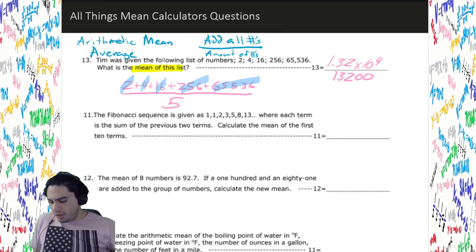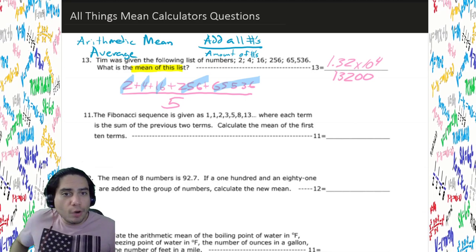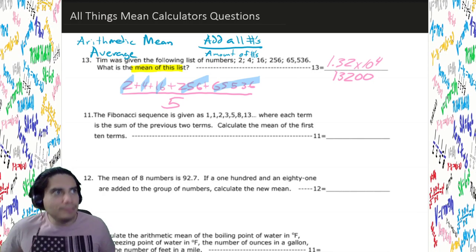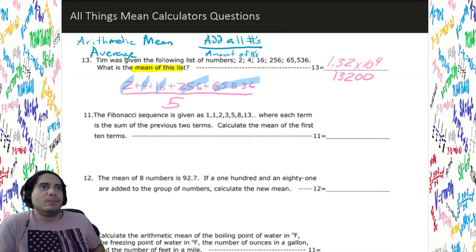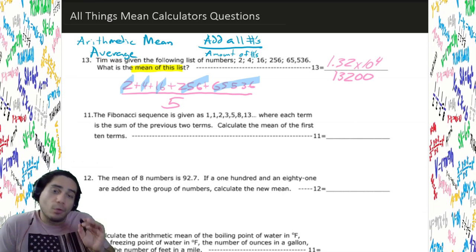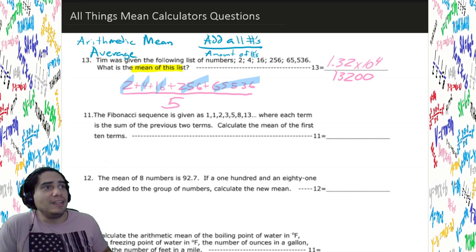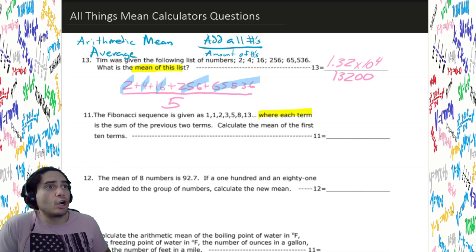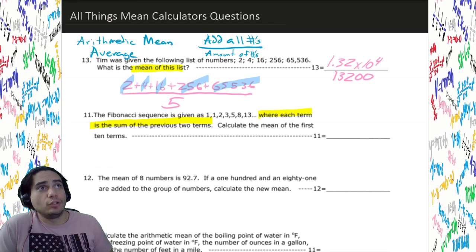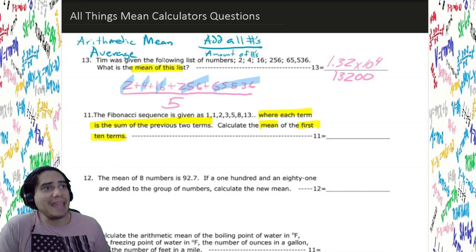All right, ladies and gentlemen. So next, let's go ahead and take a look at this problem right here. We're going to go ahead and look at Fibonacci sequence. Oh, yeah, I love me some Fibonacci sequence. All right, so let's go ahead and take a look. The Fibonacci sequence is given as 1, 1, 2, 3, 5, 8, 13. And then it even tells us where each term is the sum of the previous two terms. So what we got to do is calculate the mean of the first 10 terms.